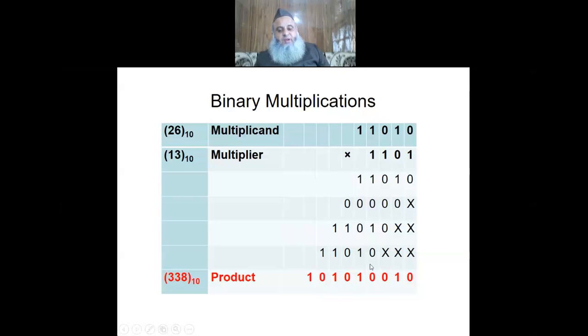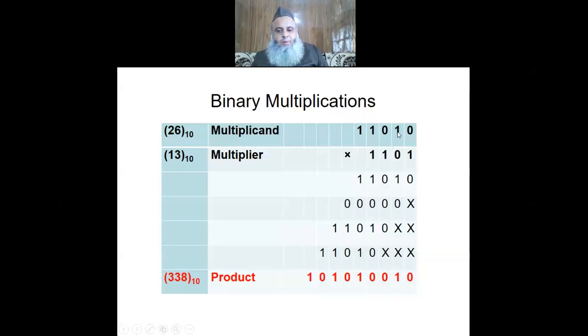Let me see if I've done it right by doing the corresponding decimal multiplication. So let me write the multiplicand in decimal. So 1 1 0 1 0 is 26. You can check for yourself. How do I check? See, this is 2 to the power 0, which is 0 into 2 to the power 0 became 0.